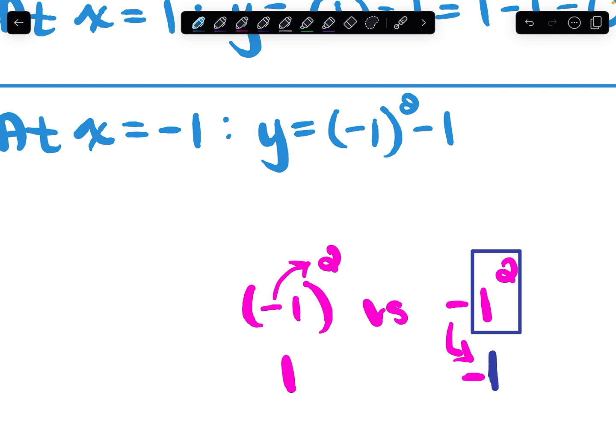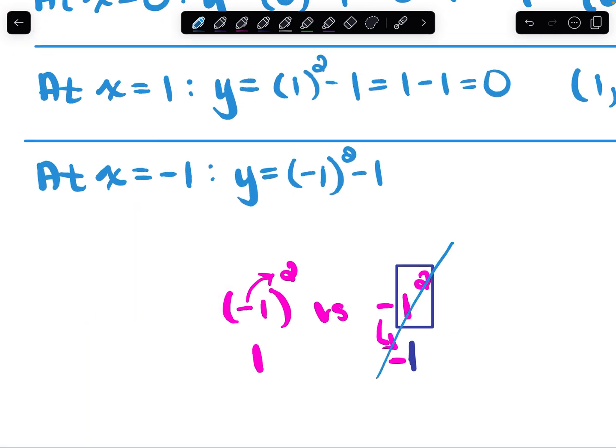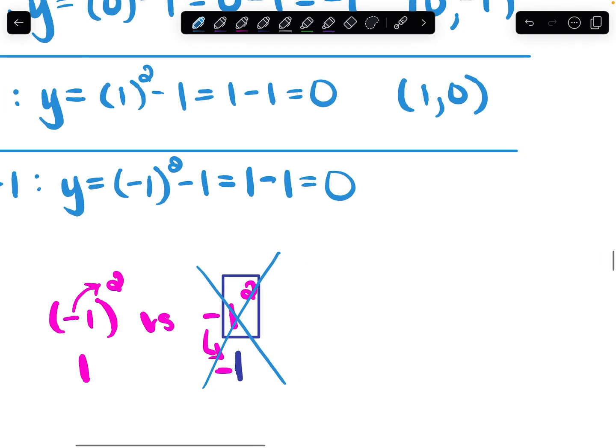So it's really important you know how to write numbers out so you don't get it calculated wrong because you didn't write it correctly, which caused you to not type it in correctly. So this is not what we want. So I wanted the negative 1 quantity squared, which is 1, and then 1 minus 1, 0. So for this one, it's the coordinate negative 1 comma 0.